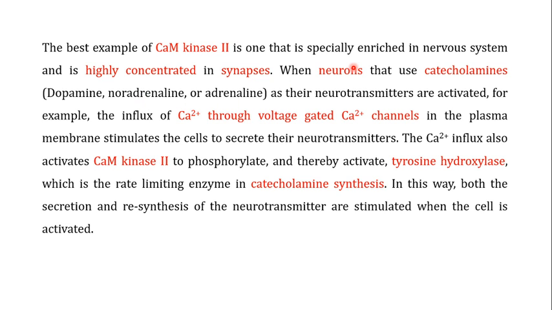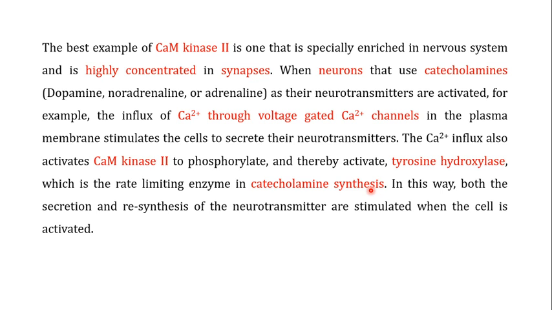What I mean is, when the neuron that uses these neurotransmitters for neurotransmission has an influx of calcium through the voltage gated calcium channel in the plasma membrane, it allows the cell to secrete its neurotransmitters. Now the CaM Kinase-II needs a calcium calmodulin complex. So when this calcium influx activates neurotransmitter release, it also activates the CaM Kinase-II, because the calcium binds with calmodulin, the calcium calmodulin complex then activates the CaM Kinase-II, and the CaM Kinase-II then goes and phosphorylates an enzyme known as tyrosine hydroxylase, which is the rate limiting enzyme in catecholamine synthesis.